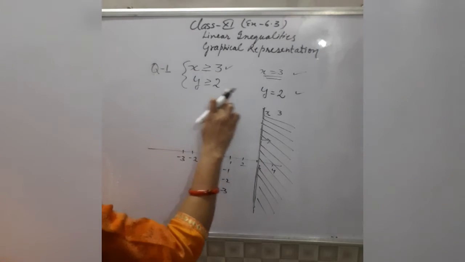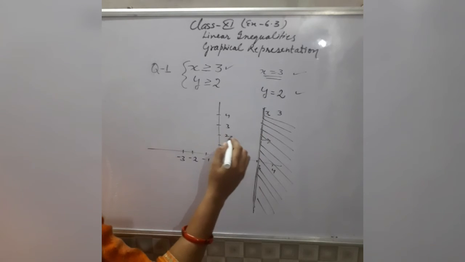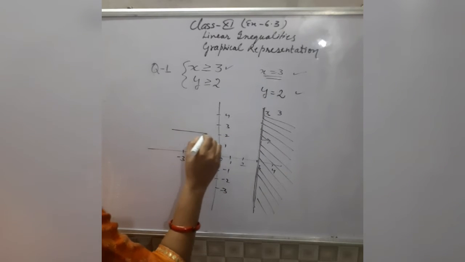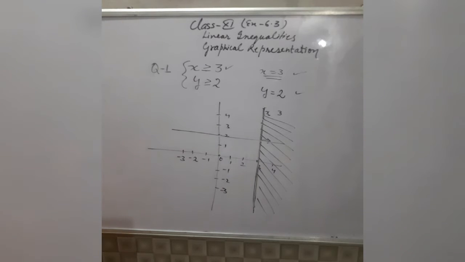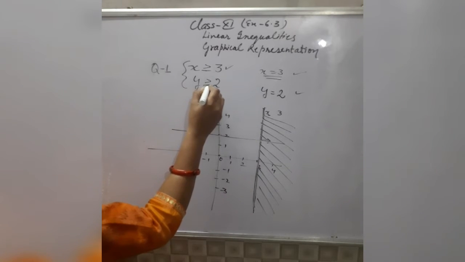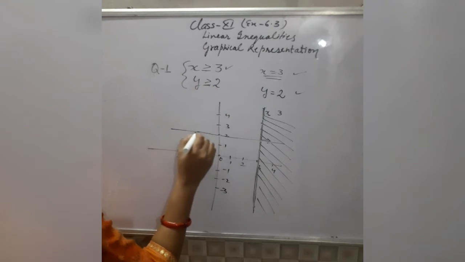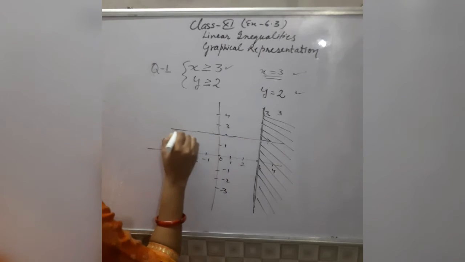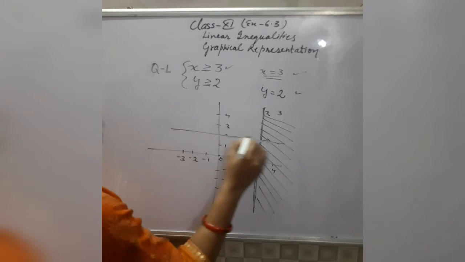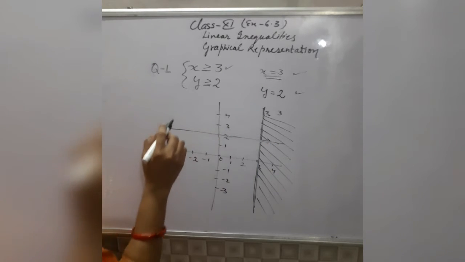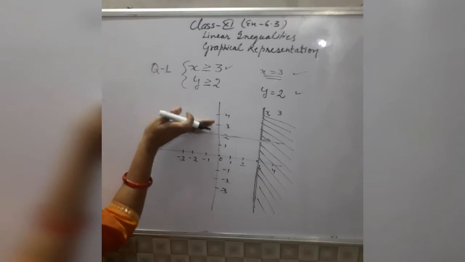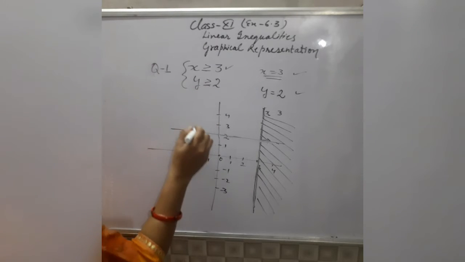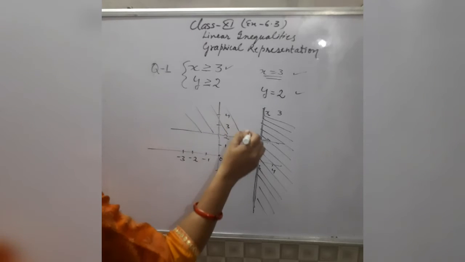Now for the second, firstly we will draw the line for y equal to 2. y equal to 2 means a line parallel to the x axis that passes through y equal to 2. Here also the equal to sign is given, that's why you will draw this line dark. Now y is greater than or equal to 2. In the upward direction the value of y is more than 2, that's why you will shade this side.